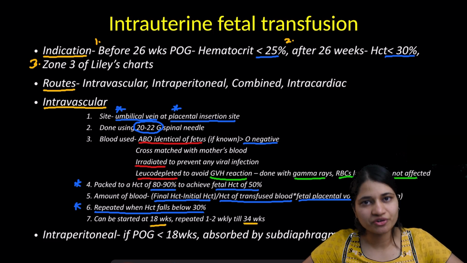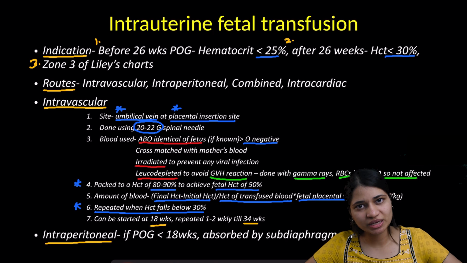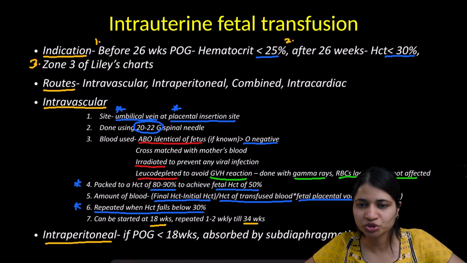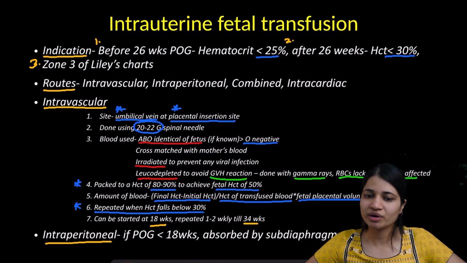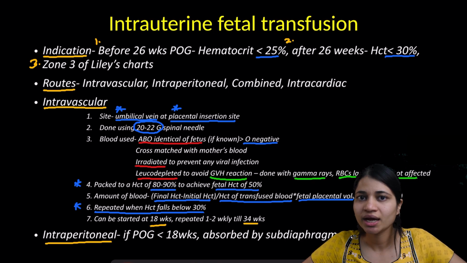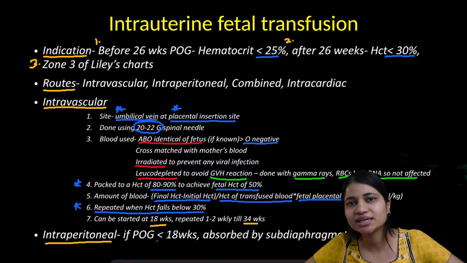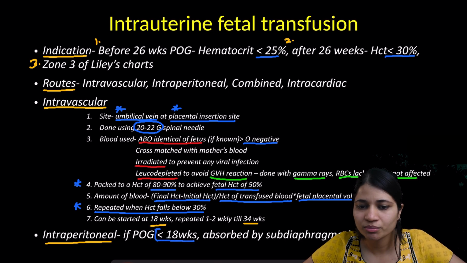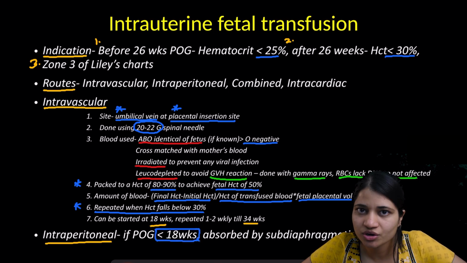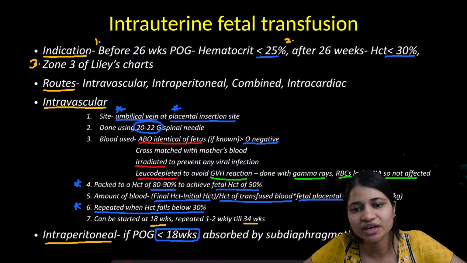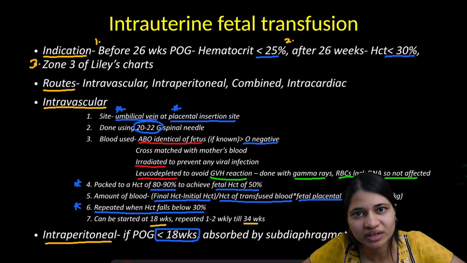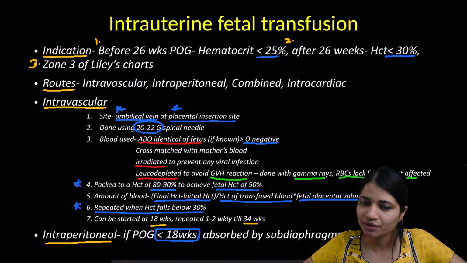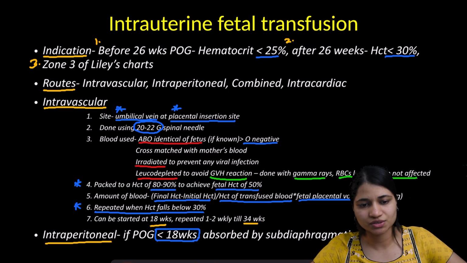Secondly, we also have intraperitoneal transfusion, which is based on the concept of absorption of the blood by subdiaphragmatic lymphatics. So when would we prefer intraperitoneal transfusion? If the period of gestation is less than 18 weeks. As we talked about, we cannot give intravascular transfusion at that time, as it is very difficult to access the umbilical vein, which would be very thin in a very small baby. So at that time we prefer intraperitoneal transfusion.